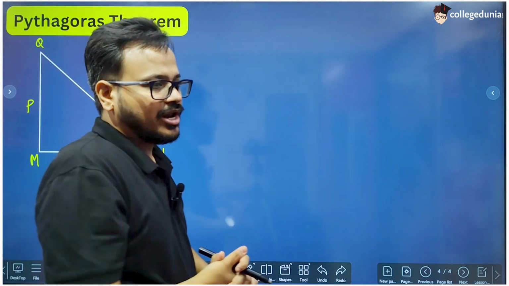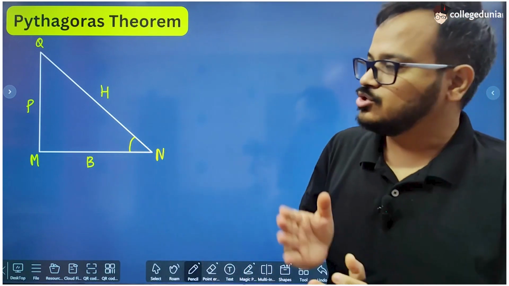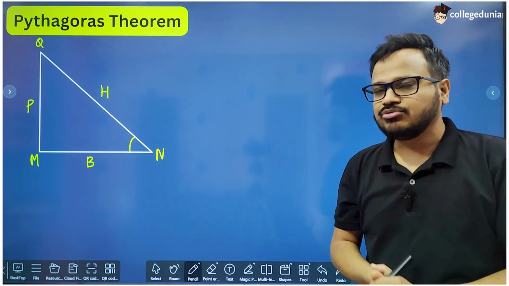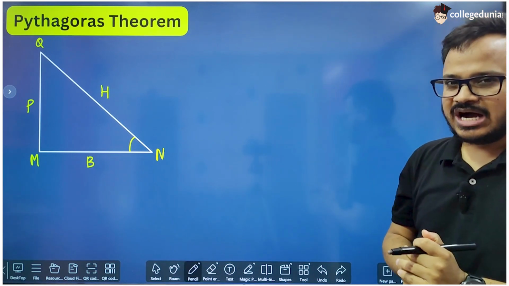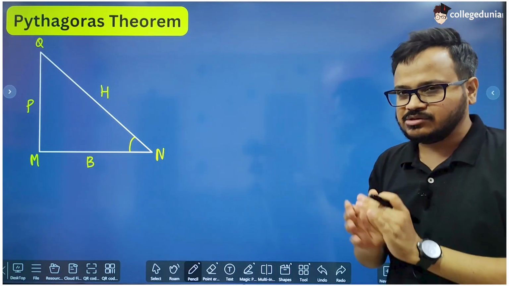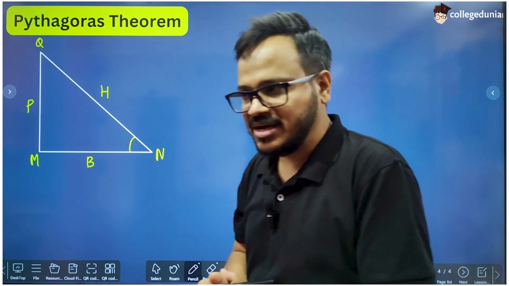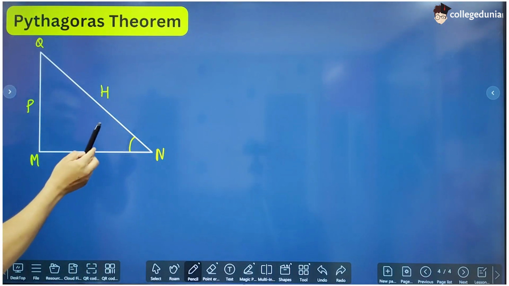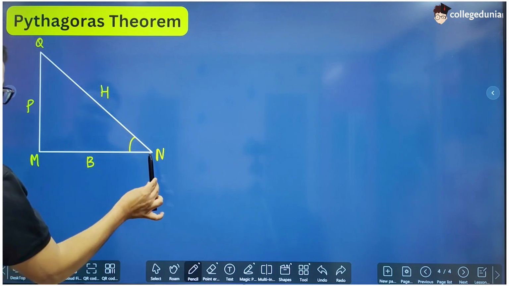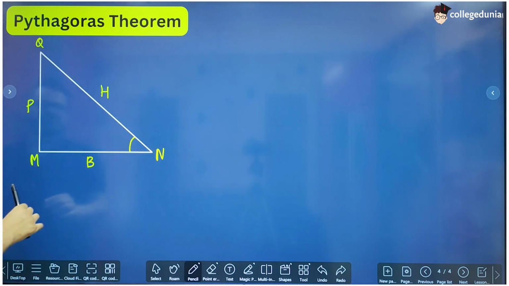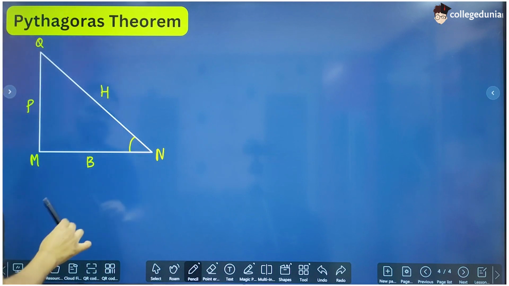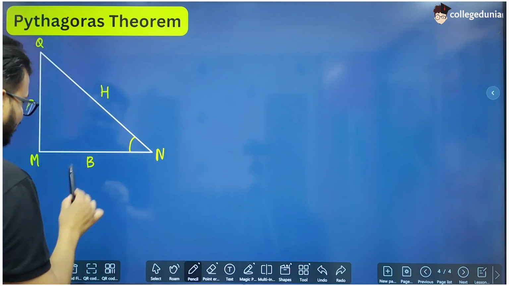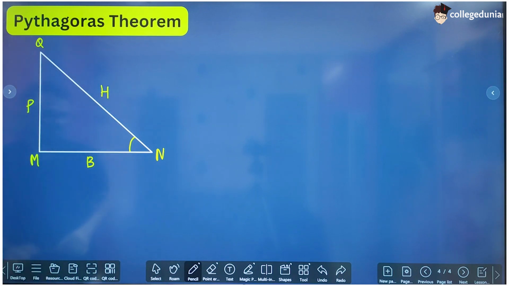So perpendicular and base, these two sides are not predefined in a right angle triangle. Only the hypotenuse is predefined, which is the longest side. Of the other two sides, one can be perpendicular, one can be base. It all depends on the angle. So with respect to this angle, the opposite side, that is MQ, is perpendicular, and MN, which is the adjacent side to N, is base. And with respect to Q, perpendicular is MN and base is QM.